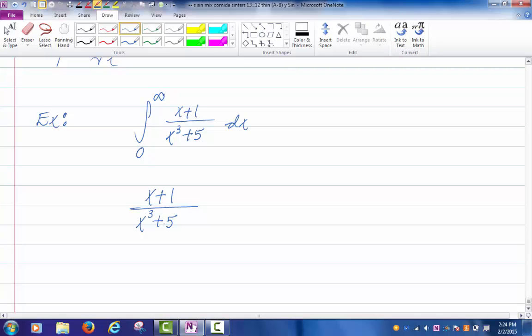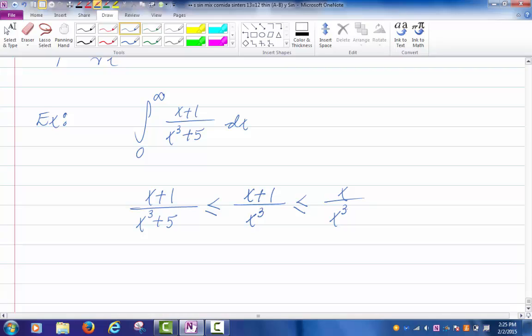So, first of all, let me say that this is less than or equal to x plus 1 over x cubed. Why? Same numerators. The denominator on the left is bigger. Right? That's why. And then, can I say that this is less than or equal to x over x cubed? Is that true? Think again. Is x plus 1, same denominators, is it less than x? No. So I can't really say that.